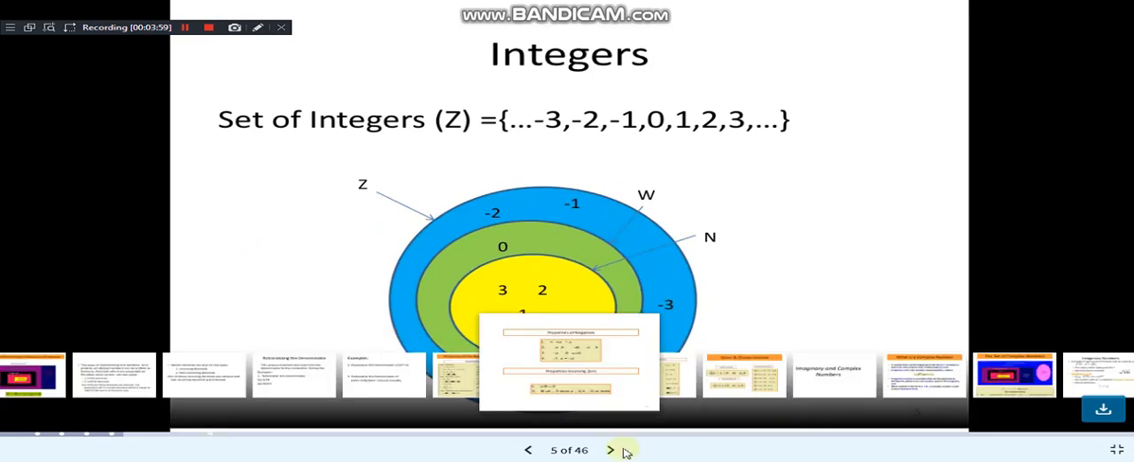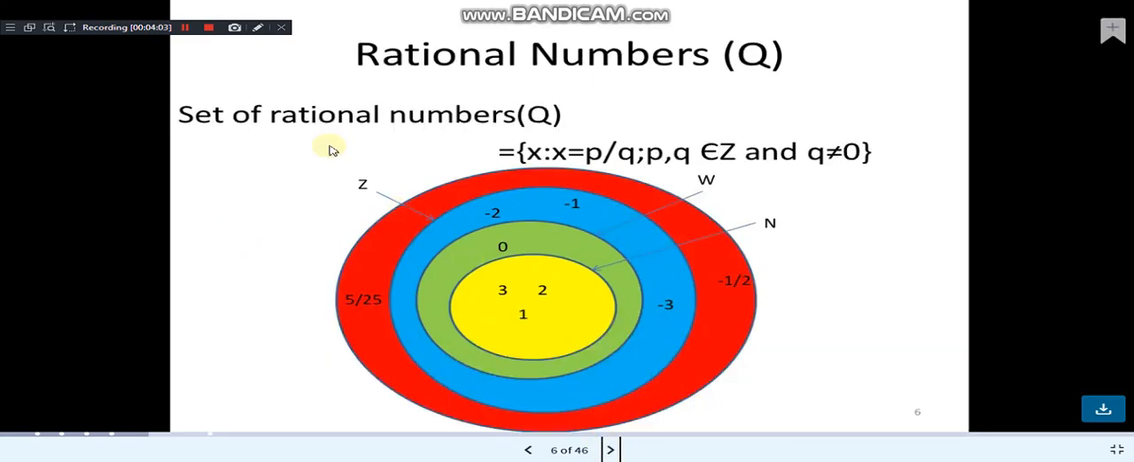Alright, so after integers, we have rational numbers. Rational numbers are something which is represented in the form of numerator and denominator. You can see in the picture p by q, or you can call it p upon q. So anything which can be written in the form of numerator and denominator is called a rational number. We represent rational numbers with the letter Q. As you can see in the picture, all the natural numbers, all the whole numbers, all the negative numbers are included in the rational numbers. So it is a bigger set as compared to the natural, whole and integers.